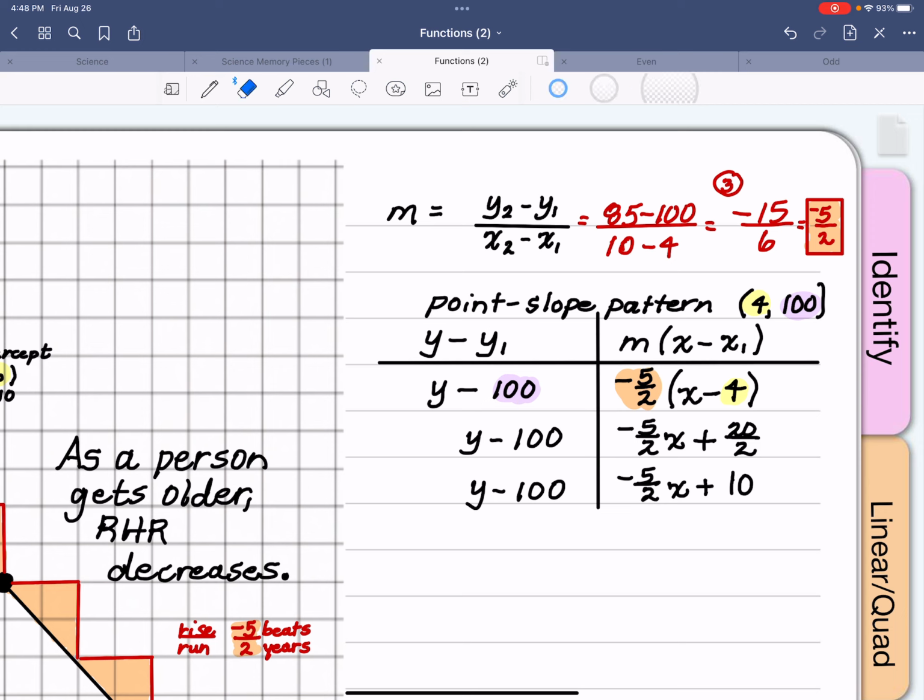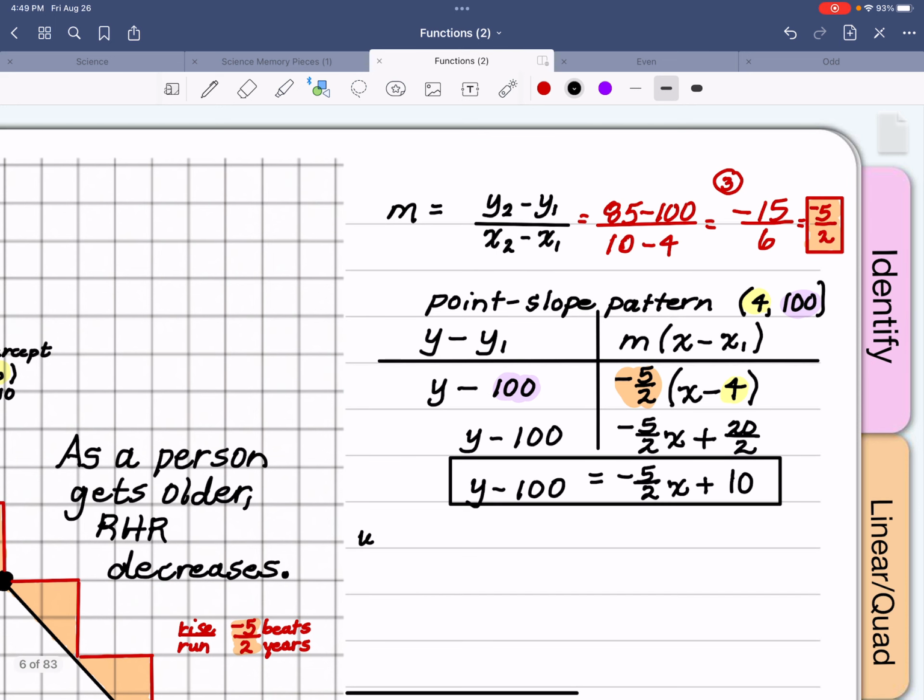Well, it's almost. I need to put the equal sign back in there, because if you have an equation, you must have an equal sign. It didn't specify what kind of equation. It didn't say standard or slope-intercept, so I'm going to leave it right there. I have written an equation like they said to do. And then it says to use that equation to find the resting heart rate of a person who is 20 years old.